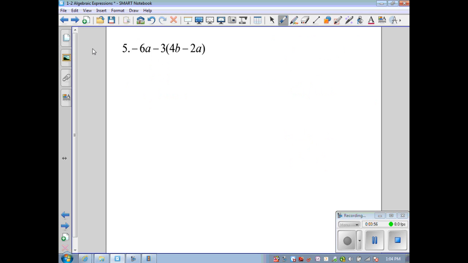Number 5, a -6a minus 3 times the quantity of 4b minus 2a. Here we'll distribute. That gives me a -12b. A negative times a -2 is a +6a. My like terms are my first term, which is an a, and my last term, which is an a. Combining, a negative plus 6 is a 0a. Therefore, that cancels out, and I'm left with a -12b.